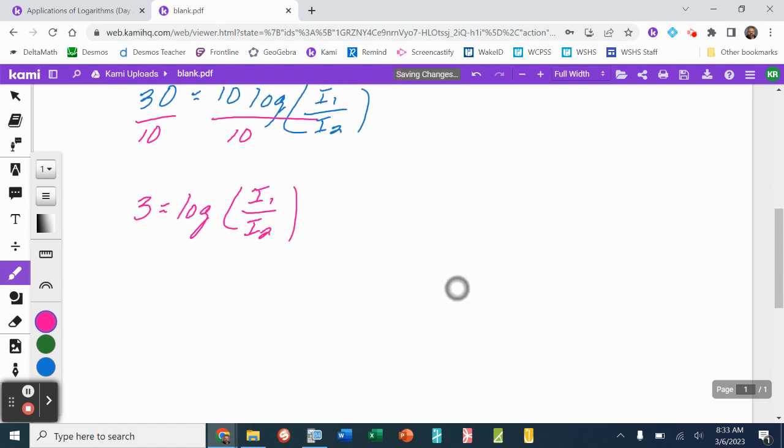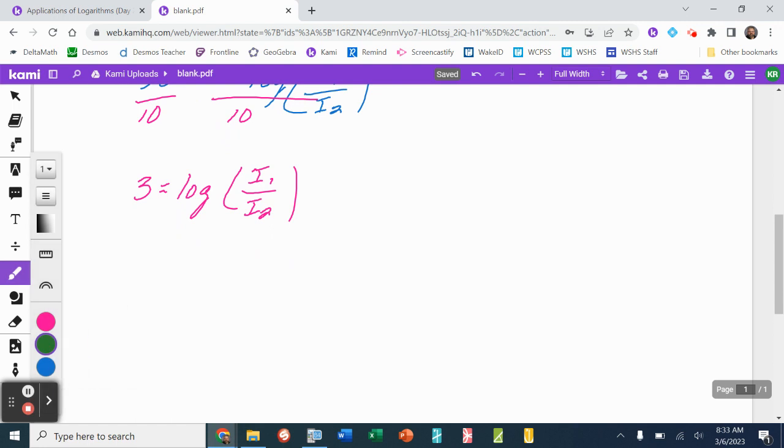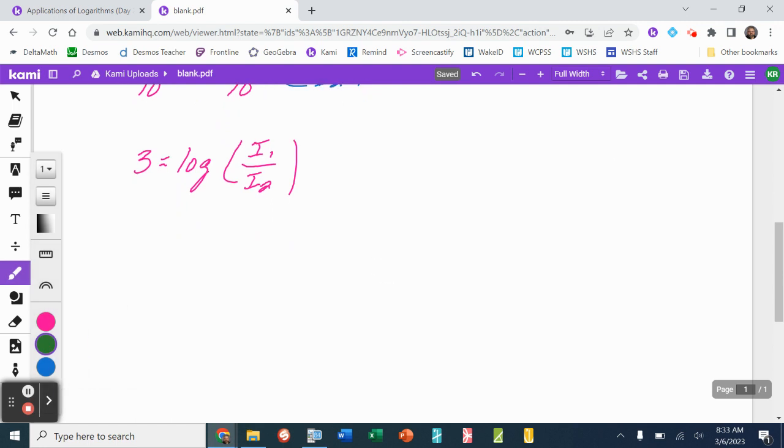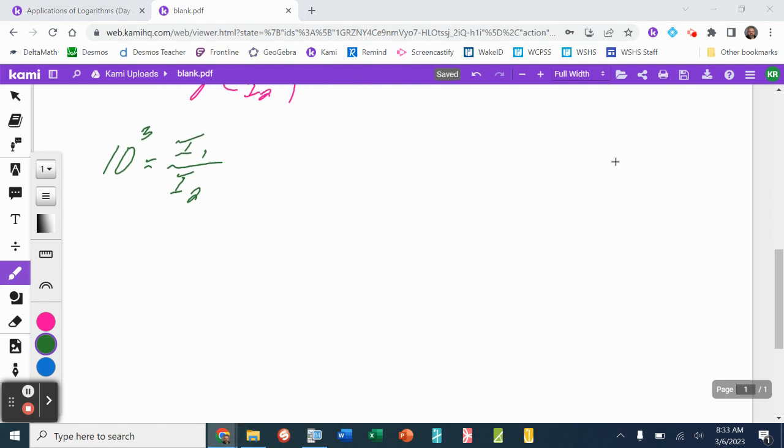Now that that is isolated, I can go ahead and rewrite this in exponential form. Since it was the common logarithm, we're going to have a base of 10. So I'm going to have 10 to the third power, and that is going to be equal to the argument from our logarithm, that is the ratio or quotient of the intensities. So all I need to do now is evaluate 10 to the third power, which turns out to be 1,000 in this case.